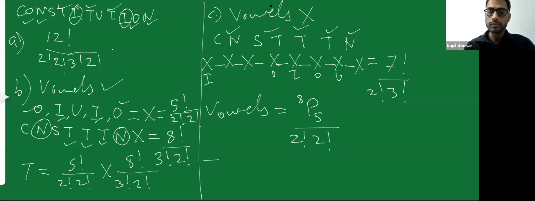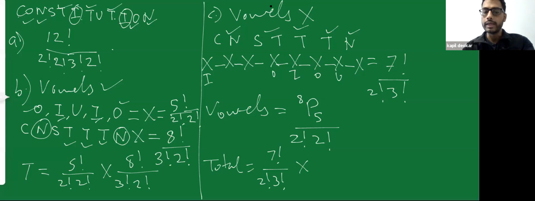So the total number of ways of arranging is going to be equal to how much? The total number is going to be this into this. So that is 7 factorial upon 2 factorial, 3 factorial multiplied with 8P5. 8P5 is 8 factorial upon 8 minus 5, which is 3 factorial, divided by 2 factorial and 2 factorial. So this is my answer.